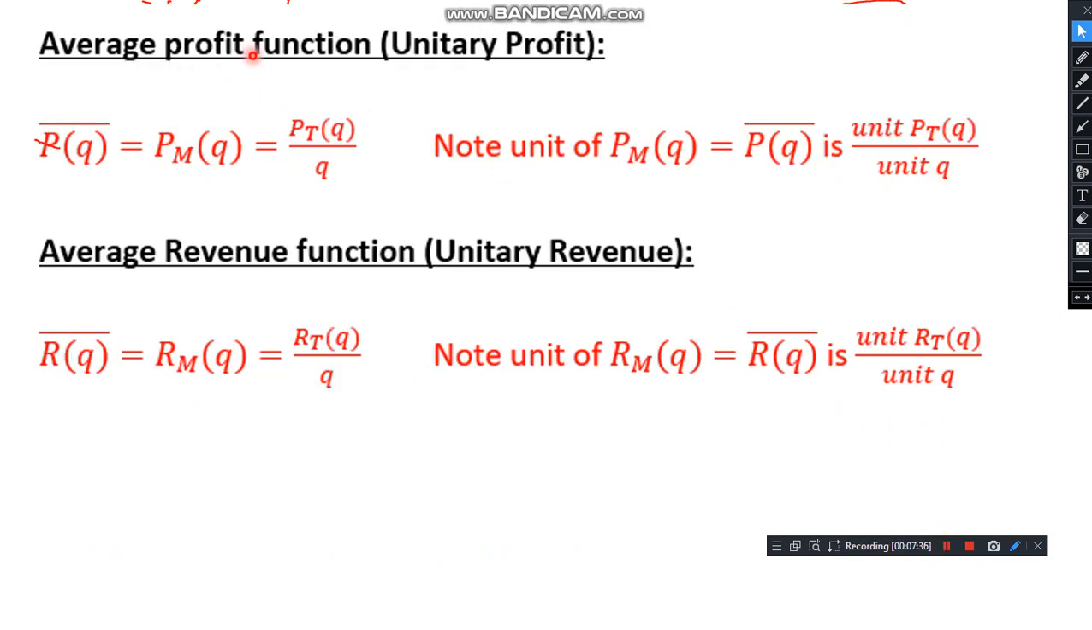Similarly, we have the average profit function. The average profit, either you put it as bar or PM of Q, is the total profit over Q, and the unit, as we said in the average cost, is the unit of P over the unit of Q. Average revenue, the same story: bar or RM of Q, it's RT of Q over Q. But we rarely use average profit and average revenue. Most of the time we use average cost.